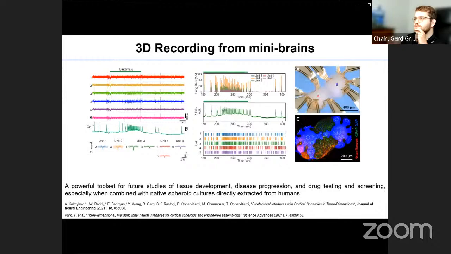This is really a unique opportunity to fuse this new tool set for future studies of tissue development, disease progression, drug testing and screening in a human tissue. I'm listing this work that was published around the same time we published our paper out of John Rogers' lab. Again, another idea how to fuse bioelectronics with assembloid of cortical spheroids in this case.